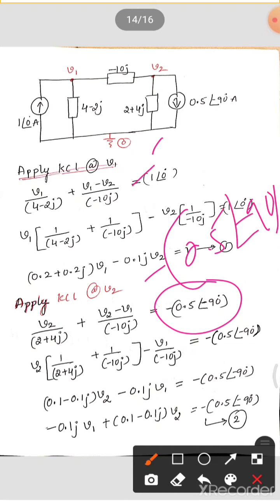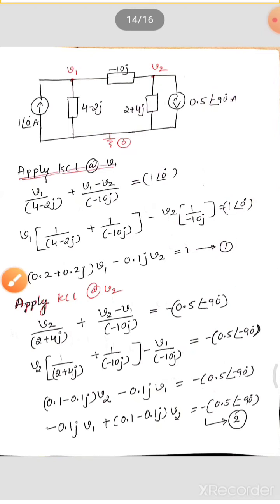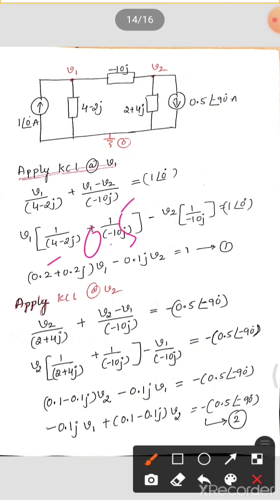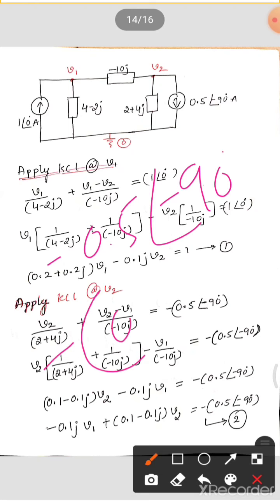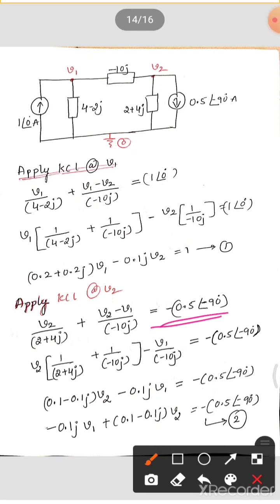Don't ever write it like minus 0.5 at an angle minus 90. It is wrong. This minus sign applies to both the real term as well as the imaginary term. Therefore, don't ever write minus 0.5 at an angle minus 90 degree. You have to write minus of 0.5 at an angle minus 90 degree. This is correct, this is wrong. So be careful about this term.